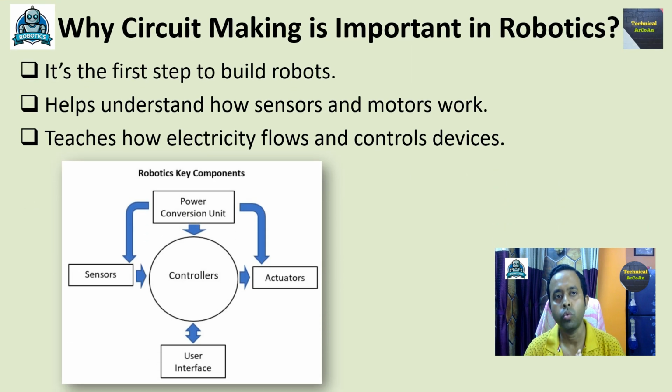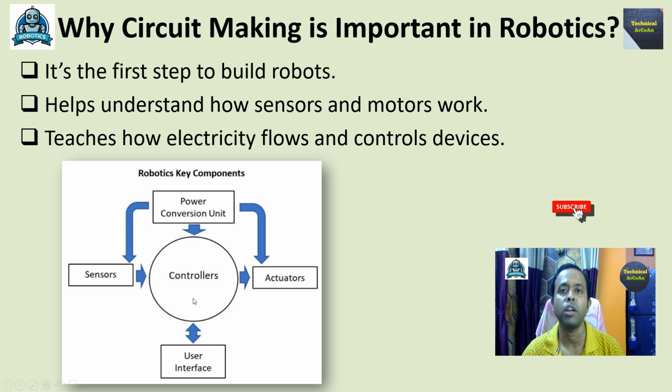Now we talk about why circuit making is important in robotics. It is the first step to build robots, helps understand how sensors and motors work. Okay, it teaches how electricity flows and controls devices. So these are the key components of robotics, right? The controllers, sensors, actuators, power conversion unit and user interface.